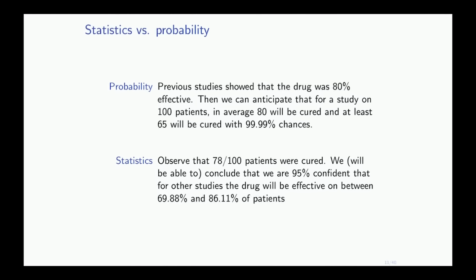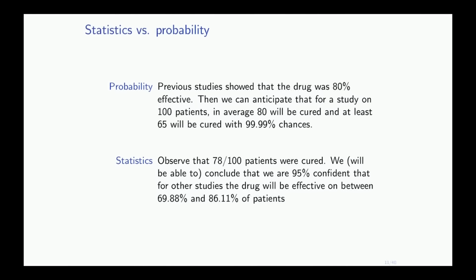OK, so just to finish my rant about probability versus statistics, this is a question you would see in probability. This is a probabilistic question, and this is a statistical question. The probabilistic question is: a previous study showed that the drug was 80% effective. So you know that. This is the effectiveness of the drug. It's given to you. This is how your problem starts. Then we can anticipate that for a study on 100 patients, on average, 80 will be cured, and at least 65 will be cured with 99% chances.